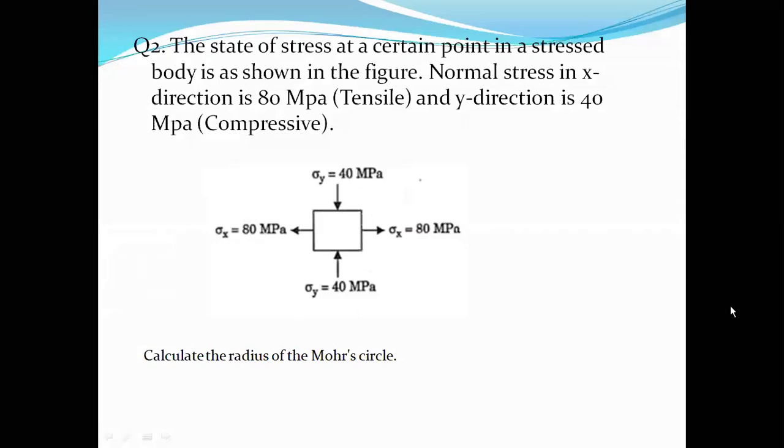Next one, the second question. The state of stress at a certain point in a stressed body is as shown in the figure.